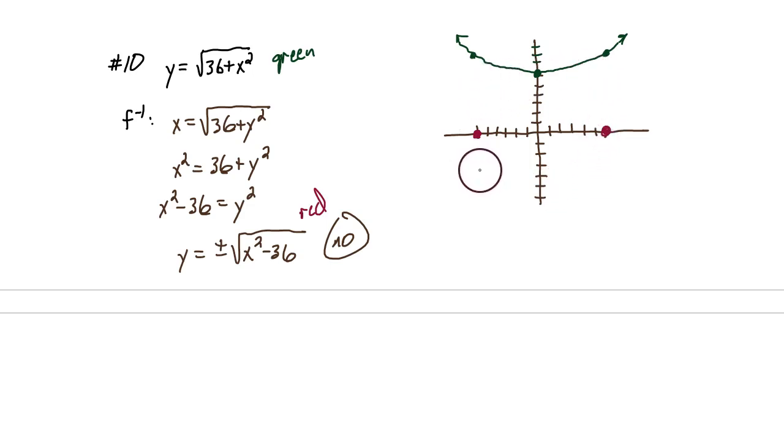But it would be okay for x to be larger than 6. Like, what if x was 7? Then we would have 7 squared, which is 49, take away 36, which makes a 13 in the radical. What's the square root of 13 on the calculator? It's 3.6. So when x is a 7, y is 3.6 or negative 3.6. Similarly, when x is negative 7, we would have those same two values. It looks like we're getting hyperbola branches like this.